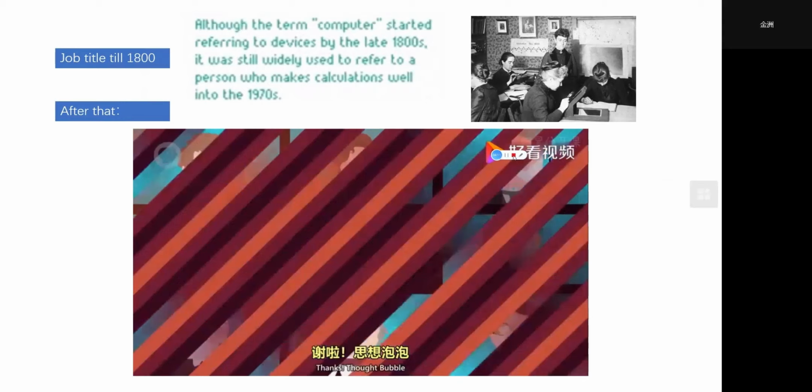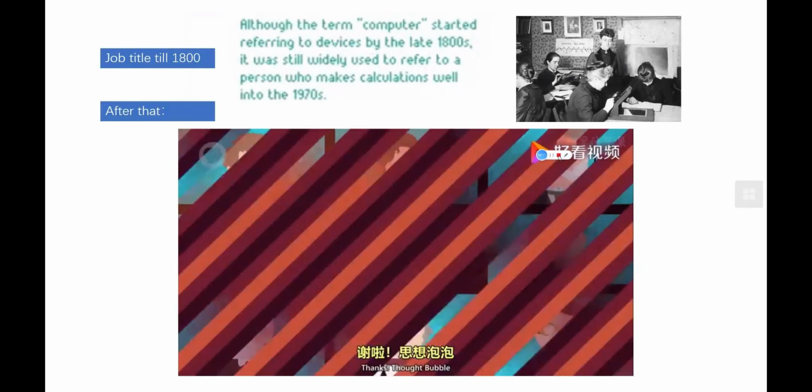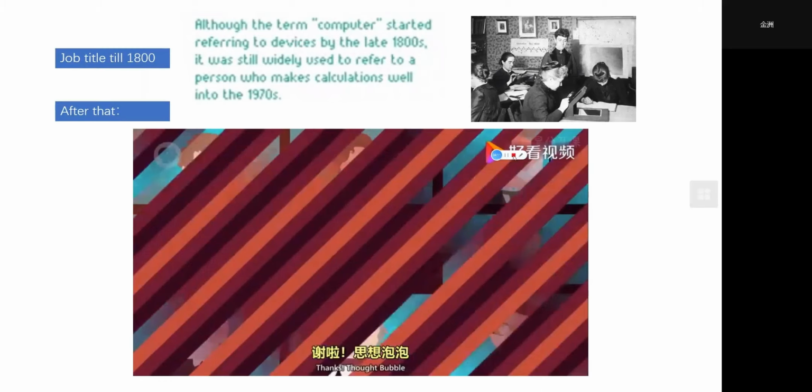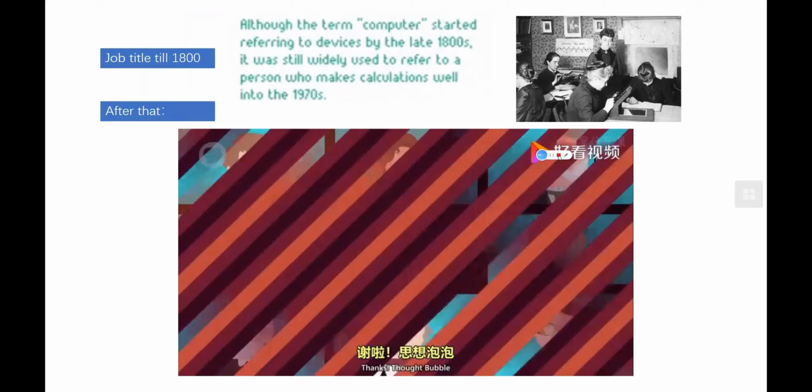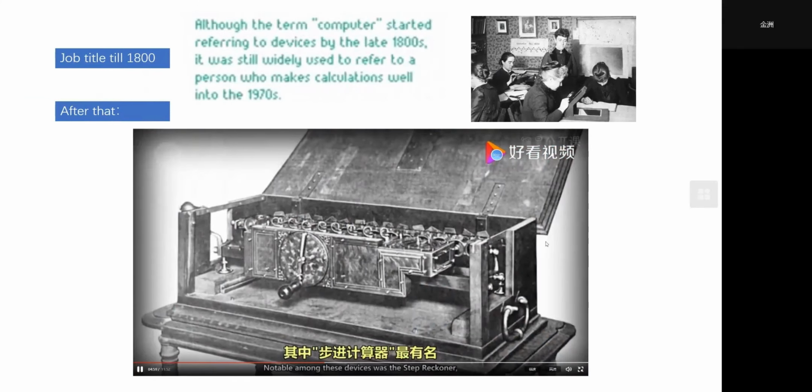Thanks, Thought Bubble. Okay, so at the very beginning, as you can also see from this figure, most calculation was done by women. So at the very beginning of the development of the computer, there were some very excellent women computer scientists. These devices were a step reckoner.